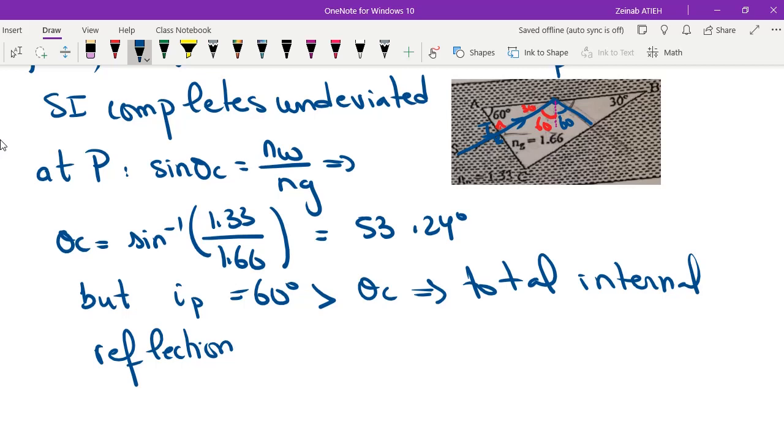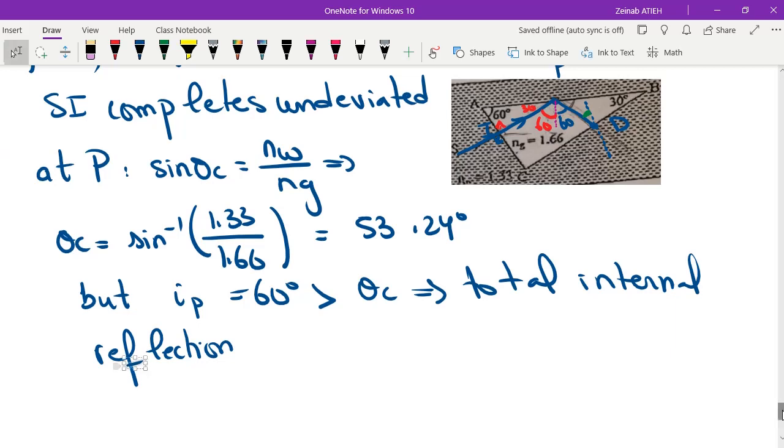It will reach a point. Let me call this point here D. Okay, I have to draw the normal at this point. So this is the normal at this point. Where's the angle of incidence? Here it is. Let me choose another color. This is ID, the angle of incidence at point D. How to find this angle? We will use the figure.